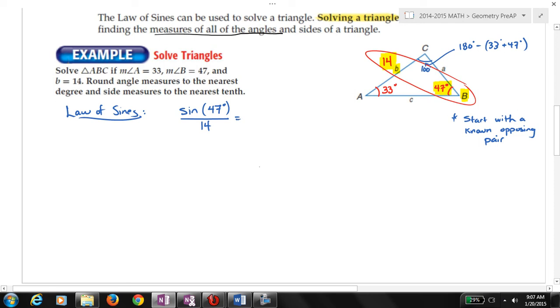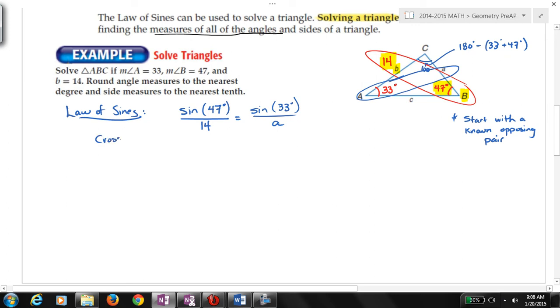Now here, you want to choose what other side you want to find. Had we not figured out this angle, then we'd be left with figuring out this one right here. But in this case, we could have chosen this opposing pair, C and lowercase c, since we know at least one part of it. So I'm going to go ahead and choose angle A and the opposing side. I'm going to say sine of the angle, 33 degrees, over its opposite side, which is labeled A. And that's what I'm going to figure out.